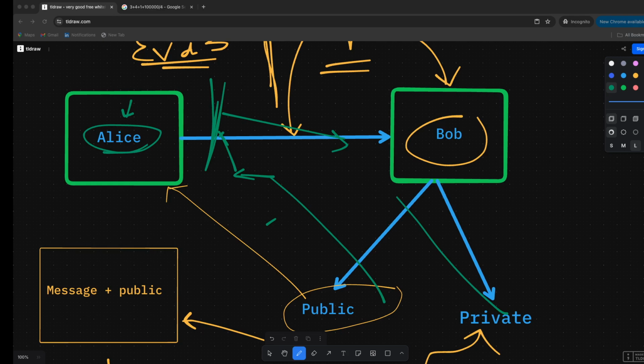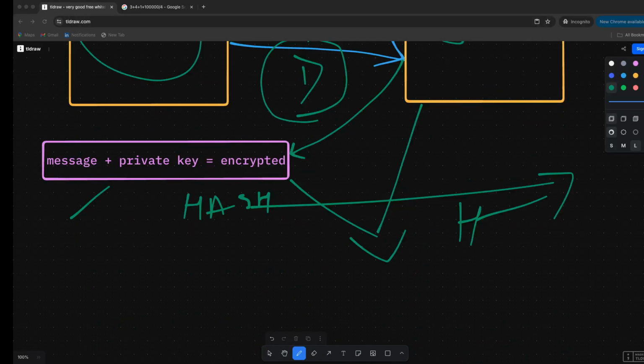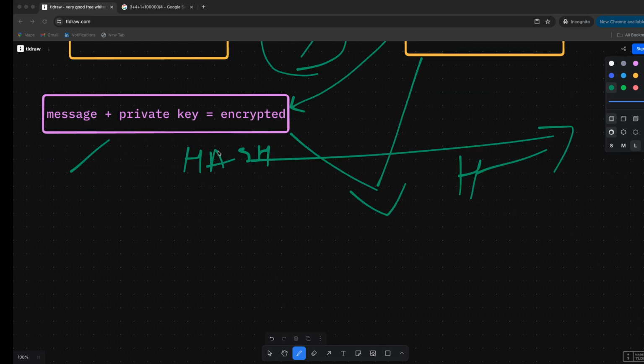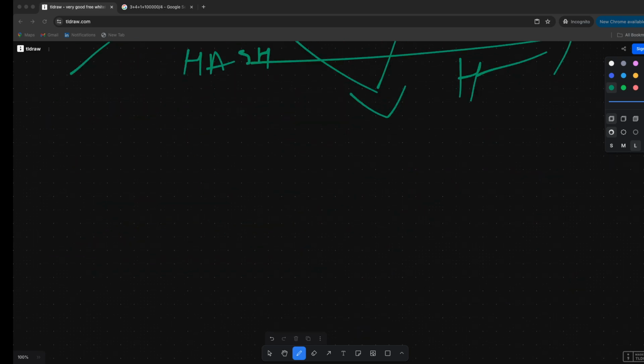Now what modern systems use is the SSL and TLS handshake. We use something called digital certificates, right? Let's see what that is. So what we do is, instead of just using asymmetric cryptography, we add something called a digital certificate, right?